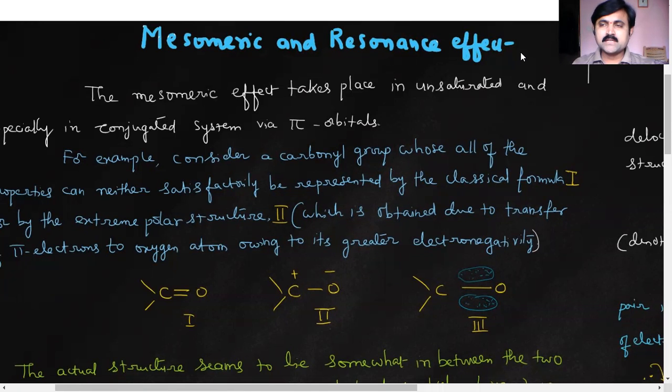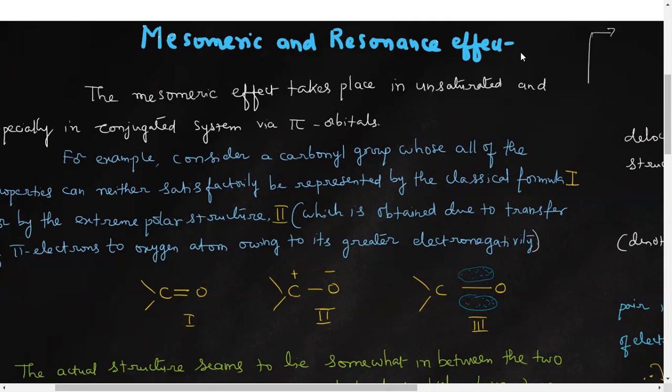In this, we will discuss organic electronic displacement reaction steps and effects. Like we have discussed earlier, the electromeric effects. In this, we are going to discuss mesomeric and resonance effects. They need some special conditions. We'll see what the conditions are.